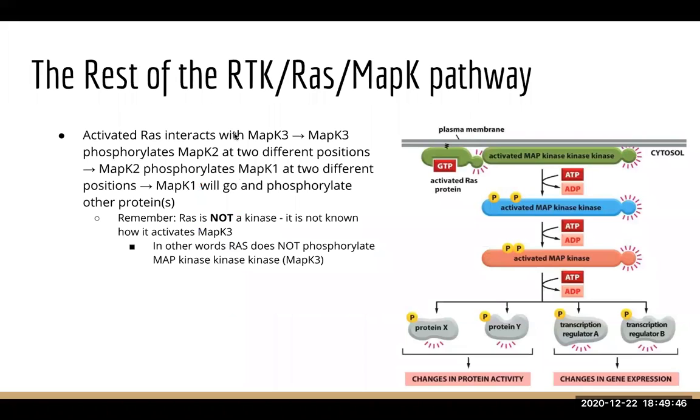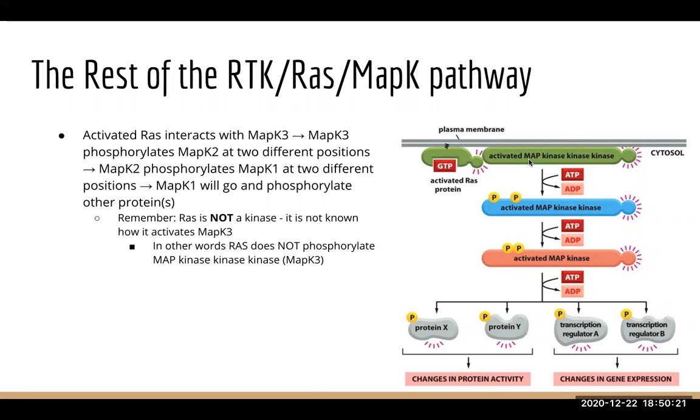So this is the rest of the pathway. Now RAS is activated, it's bound to GTP, so it can go on and activate the MAPK pathway. So it goes down in numbers, is how I like to think of it. It goes 3, 2, 1. So you start with MAPK3, which is what RAS-GTP activates. Just a quick side note though, RAS is not a kinase, and it's not known how it activates MAPK3. So it does not phosphorylate MAPK3. All we know is that it activates it. We don't know how, but we do know that it does not phosphorylate it.